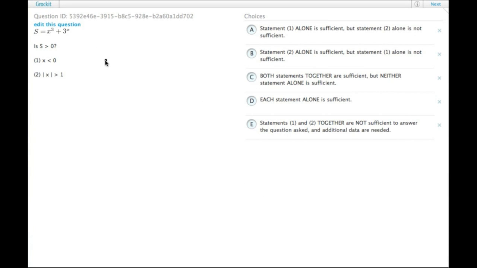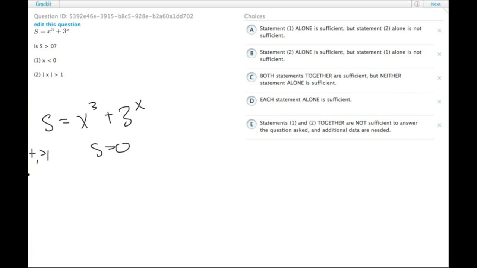So, is s greater than 0? A lot of this depends on the value of x in this question. So we have s equals x to the third plus 3 to the x. So if x is a positive number, 1 or greater, then this whole thing is going to be positive and greater than 1, then s is greater than 0.